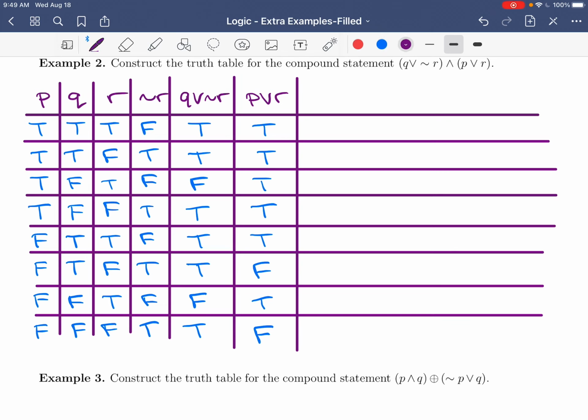And then these ones, they're both false. And now I want to put these together with an AND. So Q or not R, and P or R. So I want to AND these two so that this is going to be true when both of them are true. So in the first row, they're both true. Second row, they're both true. The third row, one of them is false. So that's enough. Here, they're both true, one of them's false, one of them's false, and one of them's false. So that's what our truth table looks like here.